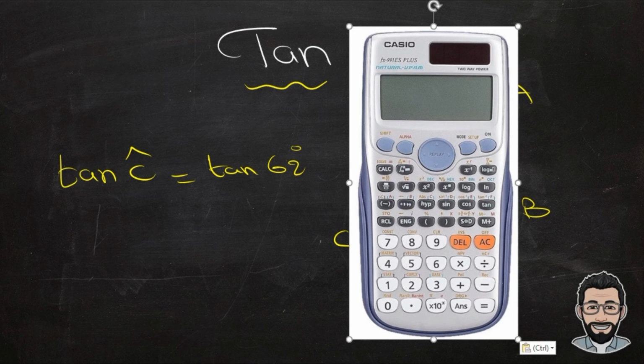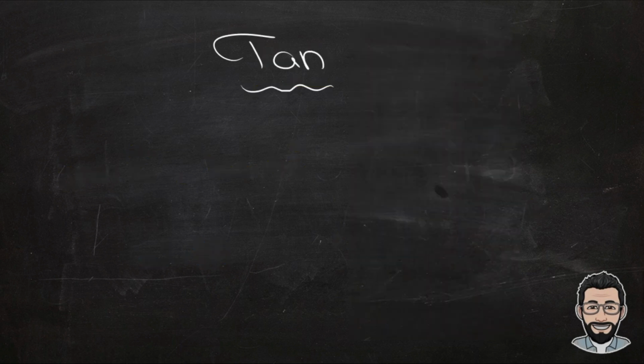And here we have a calculator. You have to know that you're going to press this button, which is tan. Then you're going to write 62 equals. It's going to give you the answer, which is 1.88.